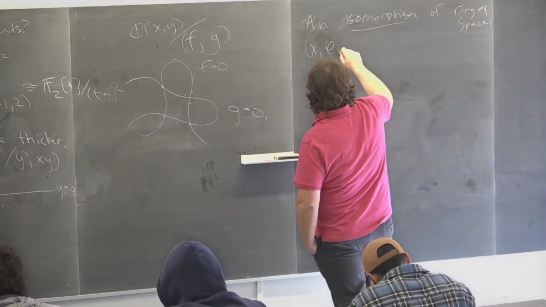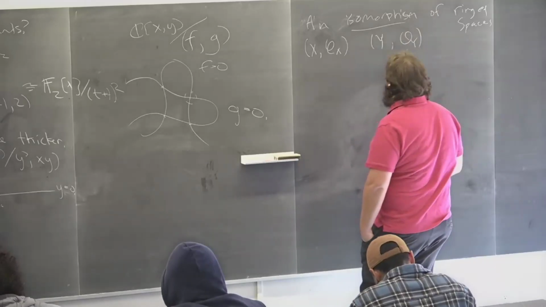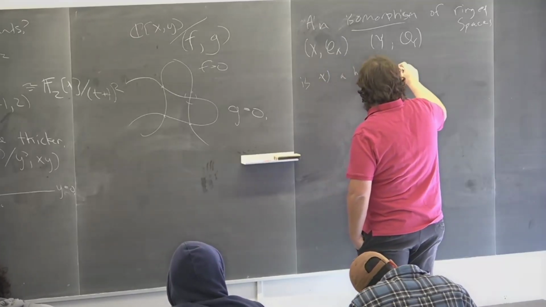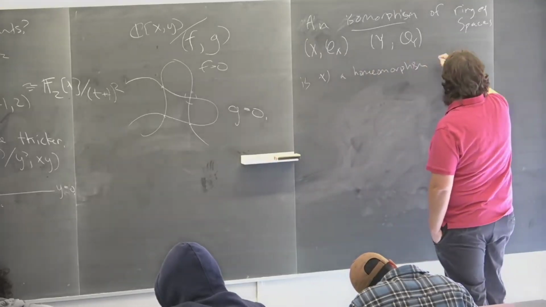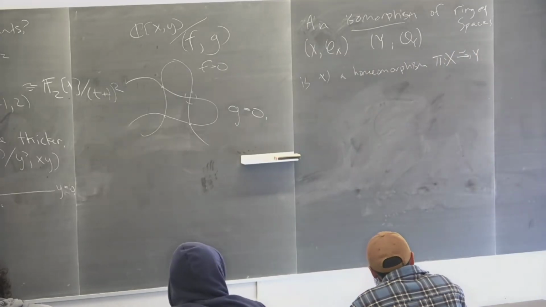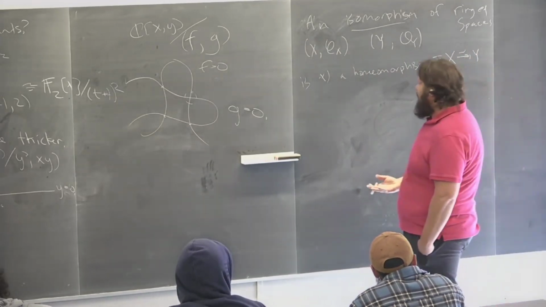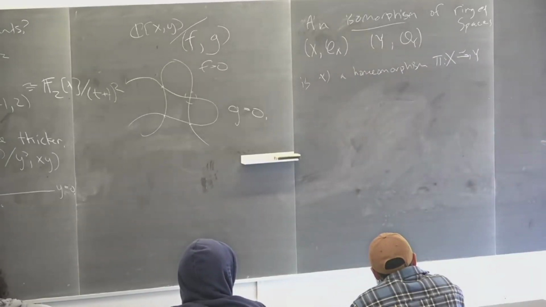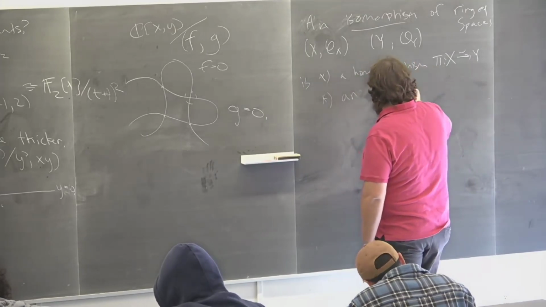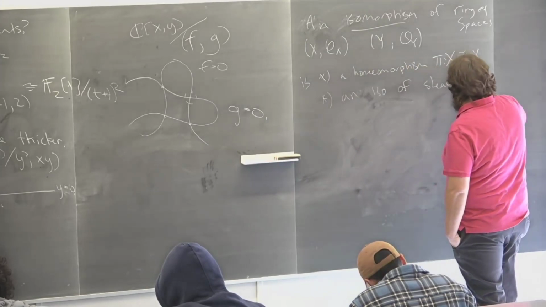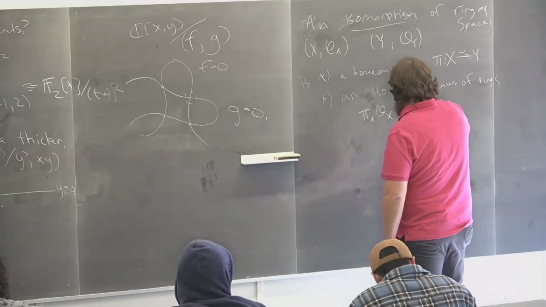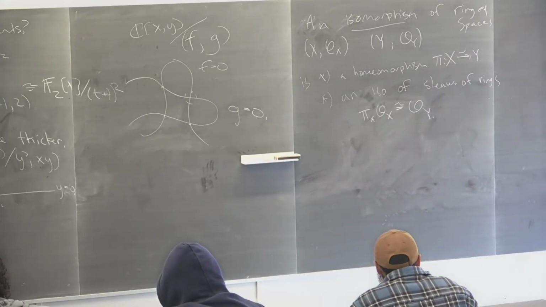So my ringed spaces are X, O of X, and Y, O of Y. An isomorphism is a homeomorphism of the underlying topological spaces. That makes sense. We want their underlying topological spaces to be isomorphic. But then we also have to say that somehow these sheaves of rings are the same. We have to be careful about that because O of X and O of Y are sheaves on different spaces, so I can't say that those are isomorphic. But we have this operation called push forward. So an isomorphism of sheaves of rings from the push forward of O of X to O of Y. So it's these two pieces of data together.